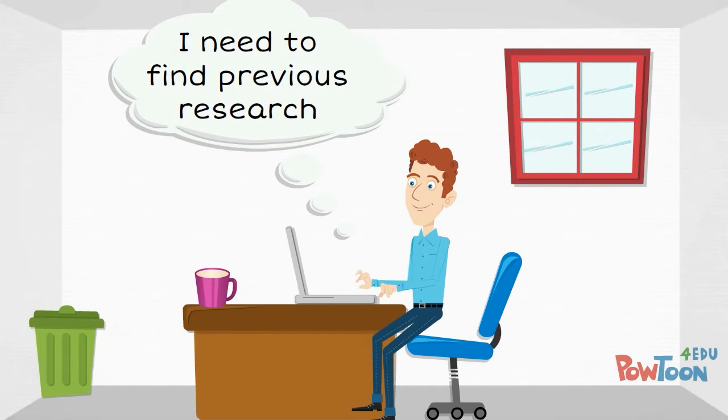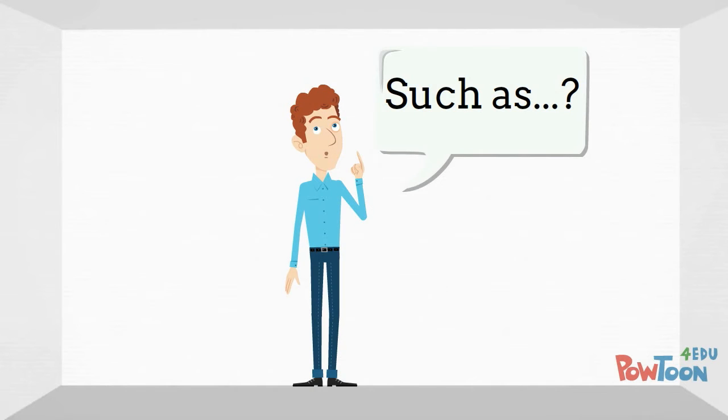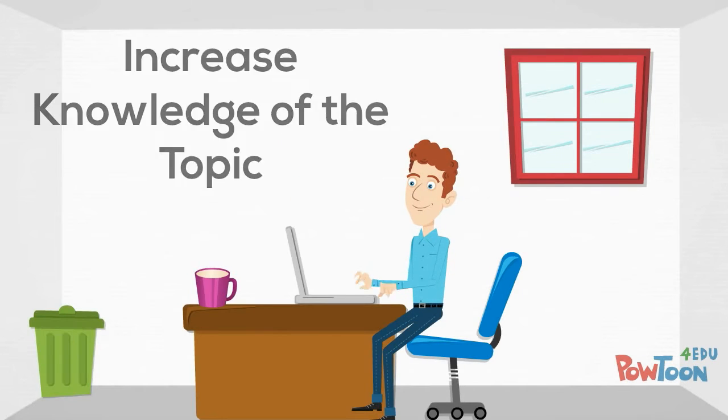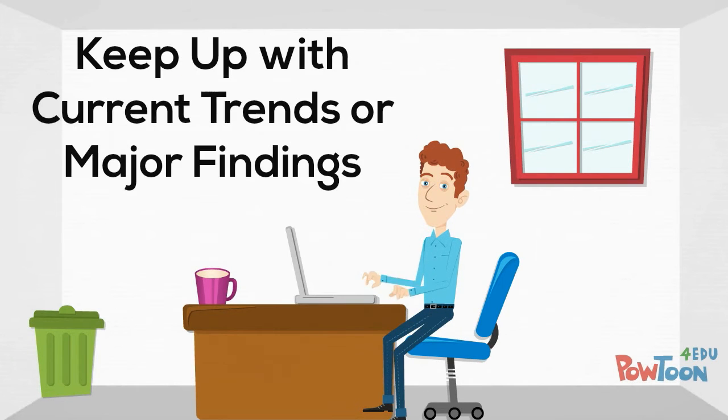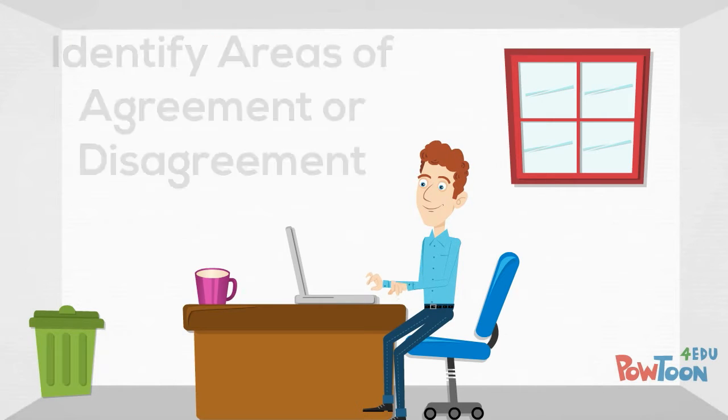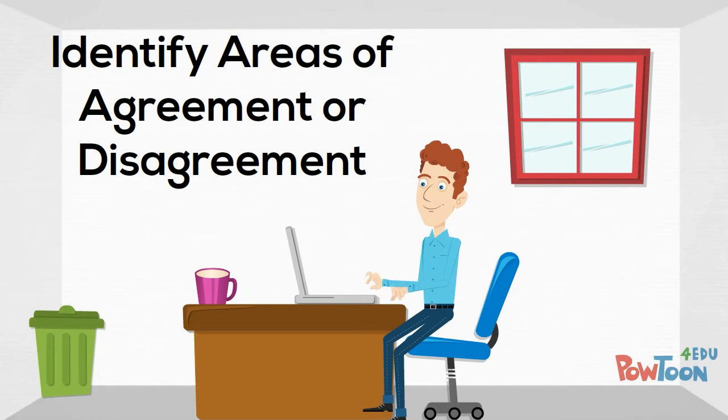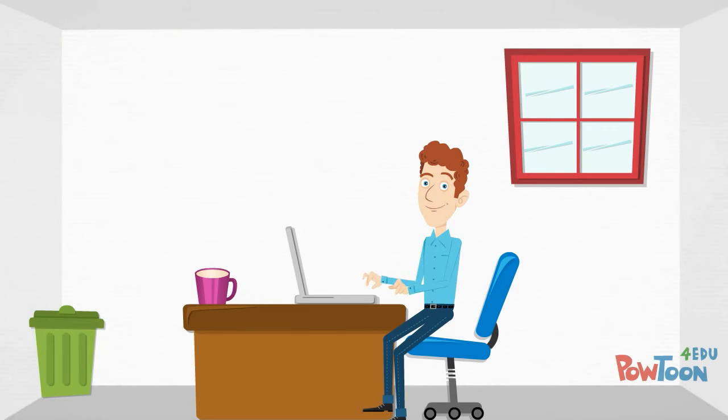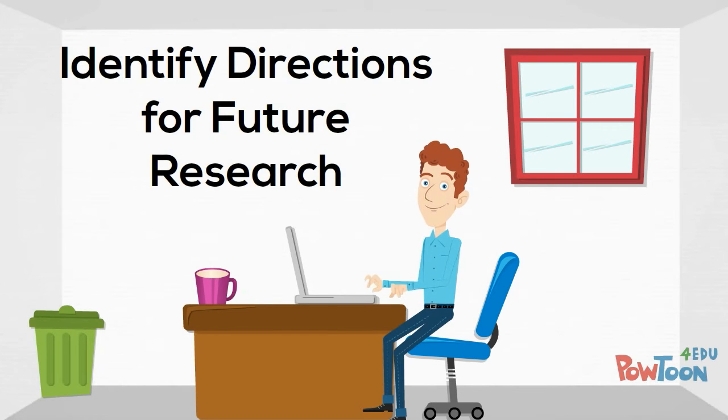Mark learned that there were several reasons to conduct a literature review. Looking at previously published scholarly sources helped him to increase his own knowledge on the topic. It helped to keep him up to date on current trends and major findings related to his interests. He was able to identify any areas of agreement or disagreement among scholars related to his topic. And it helped him to identify directions for his own research by allowing him to see the problems or questions related to his topic that needed additional research.